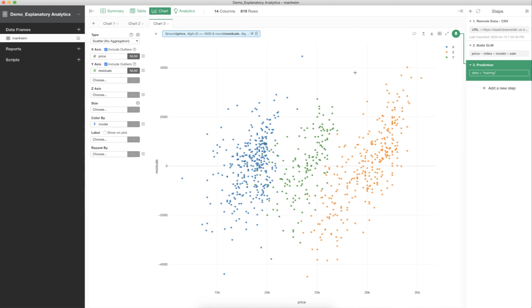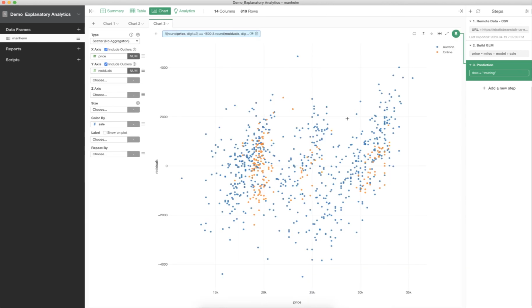One can also color by the way a car was sold to see if there is any effect of the way a car was sold, and does that tell us anything as well about how much is there to be explained based on the way a car was sold and the price of the car.